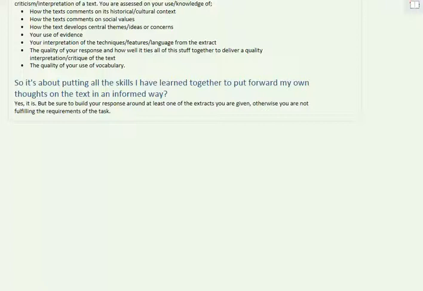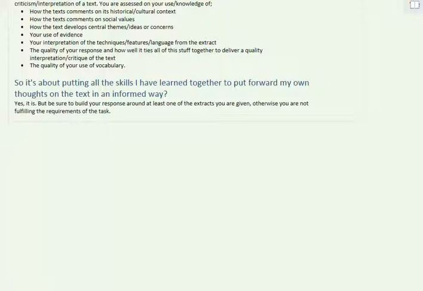Yes. But build your response around at least one of the extracts you're given, otherwise you are not fulfilling the requirements of the task. Many people will prepare an essay for a text. The night before, they'll sit at home, write what they think is the best essay for that text, come in, rewrite it. Now that's not what you want to do here, okay?